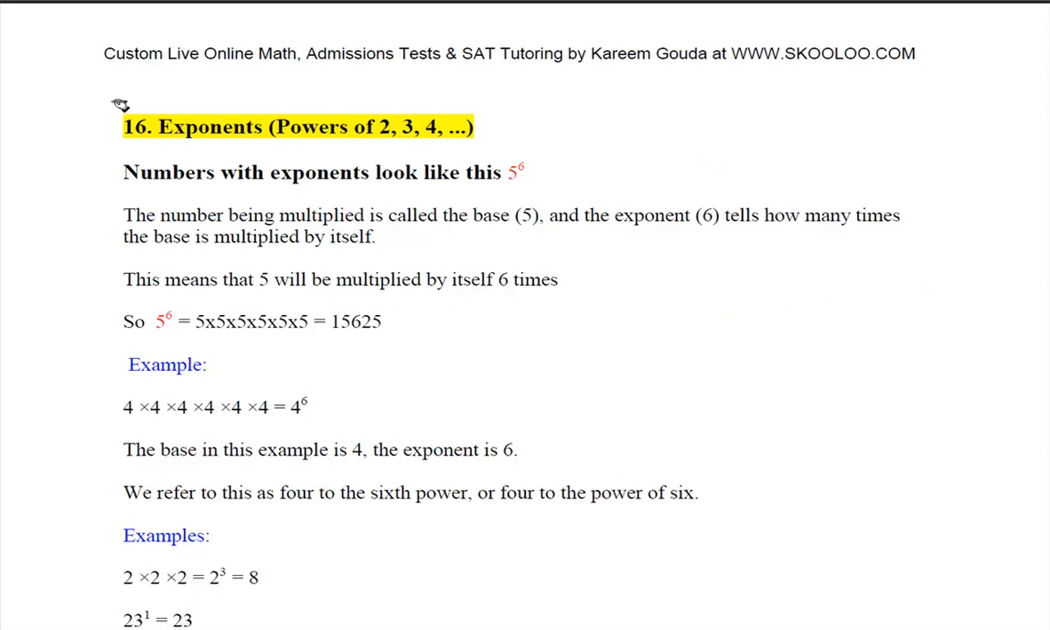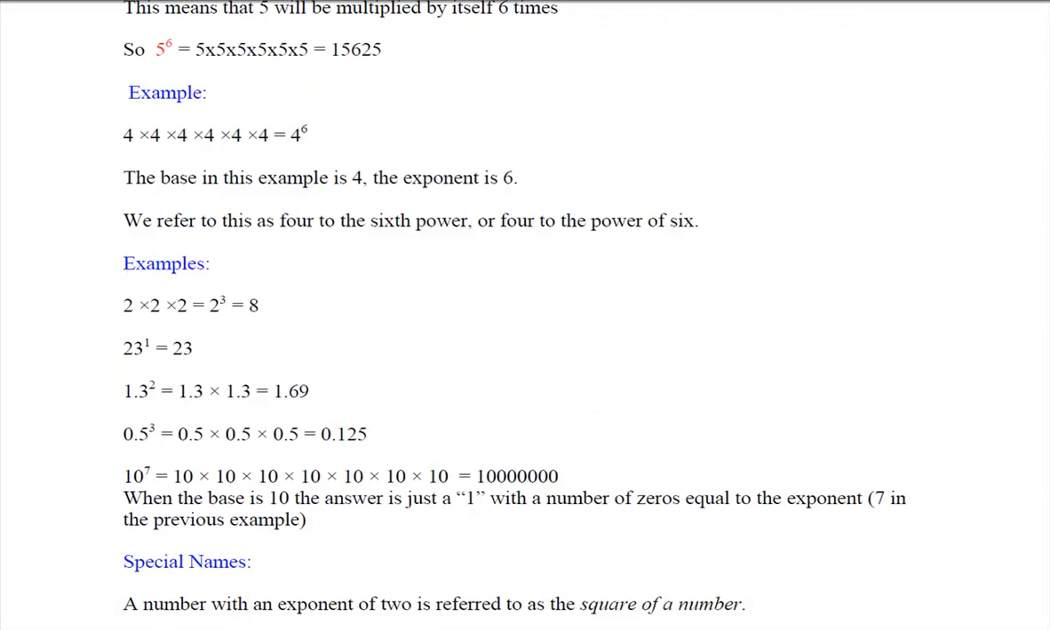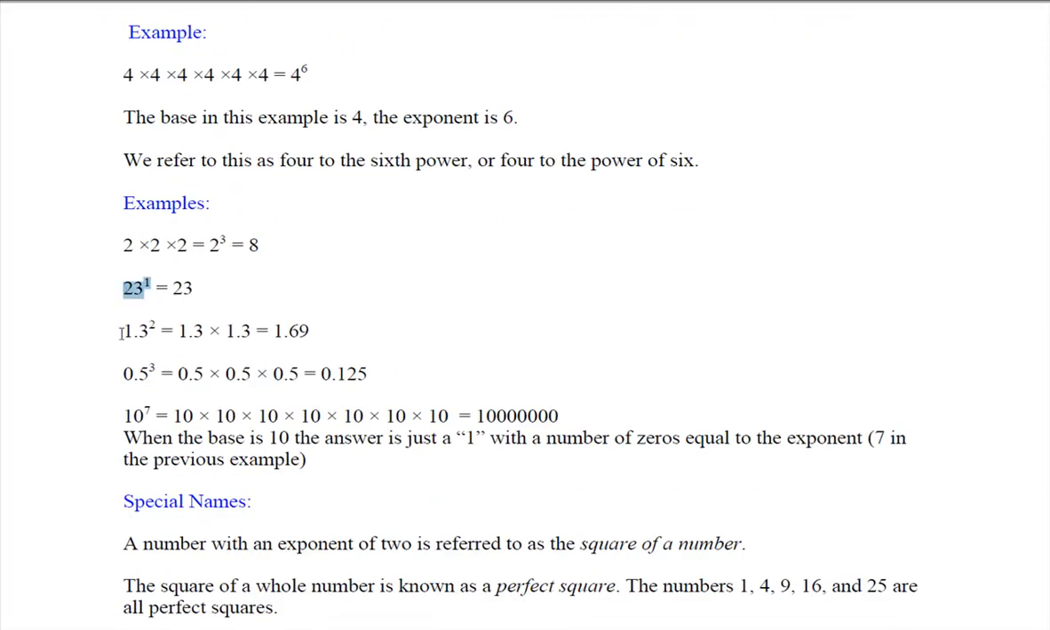Okay, now let's go over some basic notes here. If I have any number to the power of 1, like 23 to the power of 1, then it is the number as it is. If I have 10 to any power, simply the answer will be 1, and next to it, a number of zeros equal to the exponent. So 10 to the power 7 is 1, and next to it, 7 zeros. So that's 10 million.